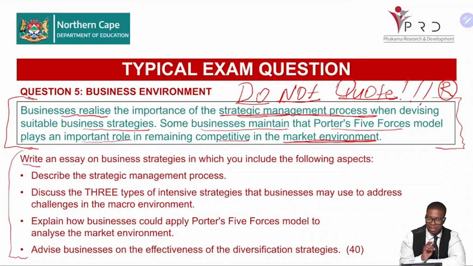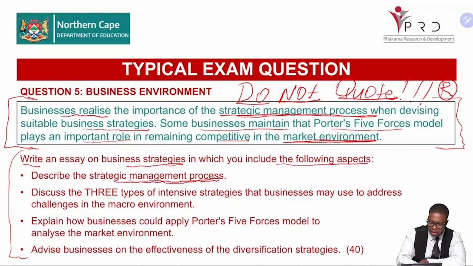Write. Now, this is what is expected of you, to write an essay on business strategies in which you include the following aspects. You describe the strategic management process. That's number one. Based on what is on your notes, based on what is on your textbook, you are describing what it means. What is the strategic management process? According to the notes, what is the process that is called strategic management? So you describe the process.